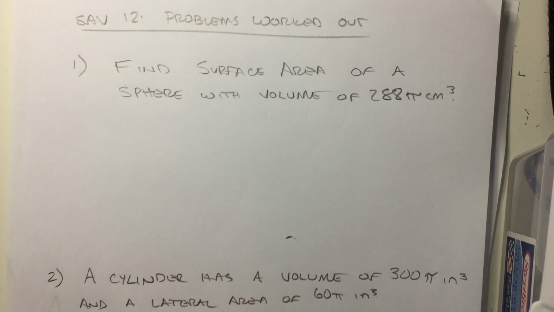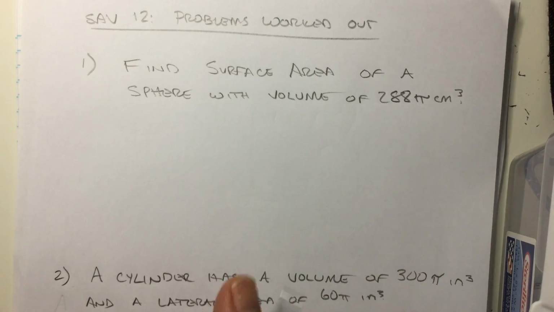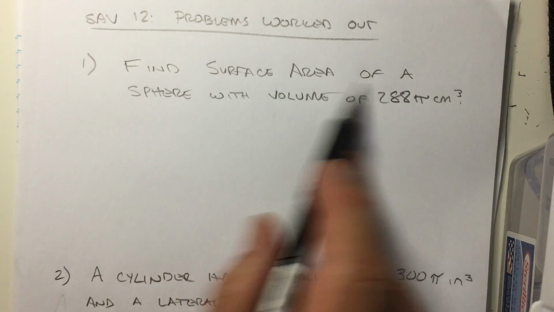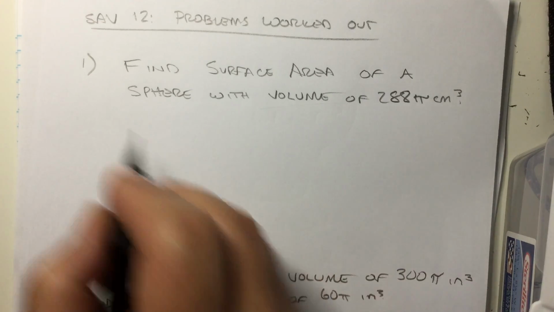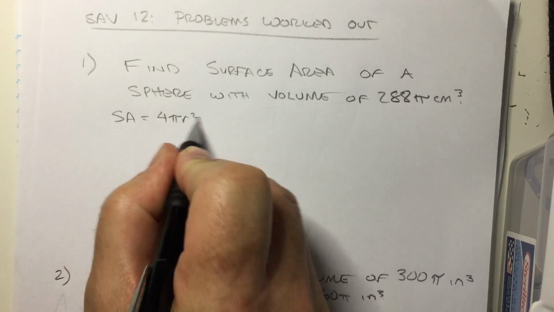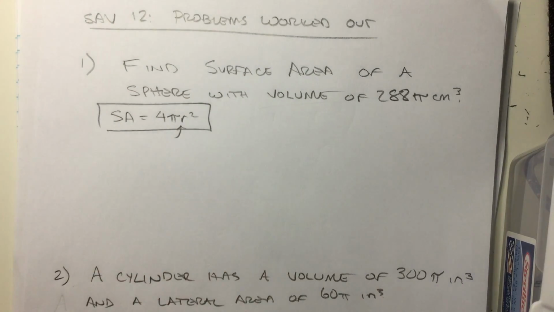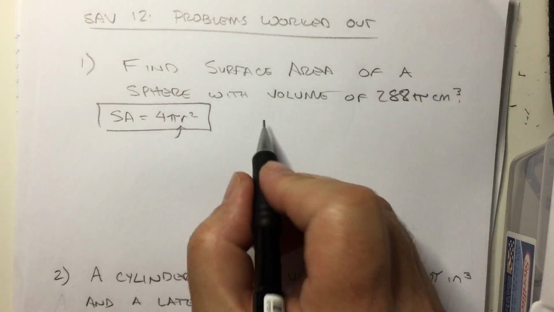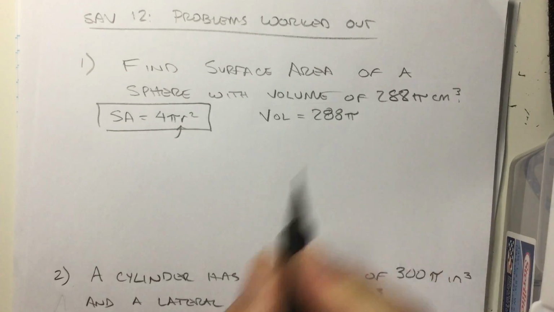Here's a couple of problems to try out the ideas of more complicated three-dimensional problems dealing with lateral area, surface area, and volume. First one says, find the surface area of a sphere with a volume of 288 pi. Now we know that the surface area we're looking for falls under the formula 4 pi r squared. That's what we want to solve for, but we don't know the r, so we're going to have to solve for r first.